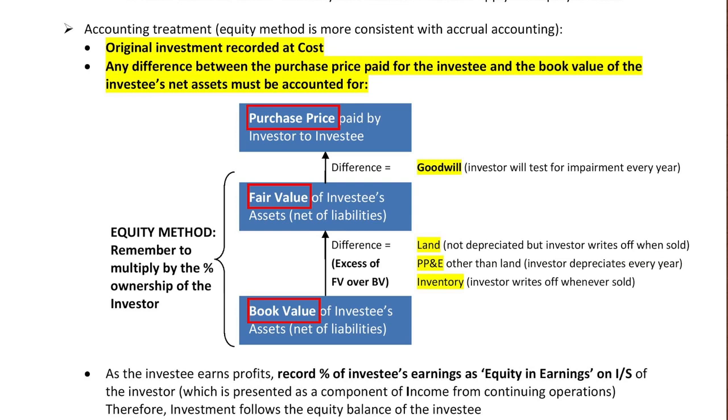A quick exam tip here. When you're looking at the fair value or the book value of the investee's net assets, remember to multiply by the percentage ownership of the investor. So often exam questions would have the fair value of the investee's net assets or the book value of the investee's net assets. And you need to remember that the investor owns only a portion of that, let's say 30% of that. So you need to multiply 30% by that number, which is the fair value of the investee's net assets or the book value of investee net assets.